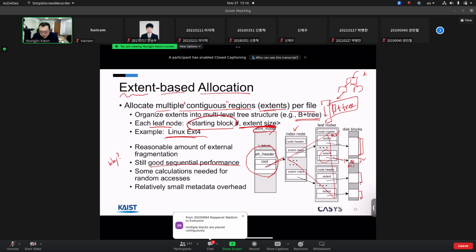Multiple blocks are allocated contiguously. Let's say the same thing: in extent allocation, blocks are allocated contiguously, and in index allocation, blocks are also allocated contiguously. The allocation of blocks is the same. But even so, extent-based allocation is faster. Why?